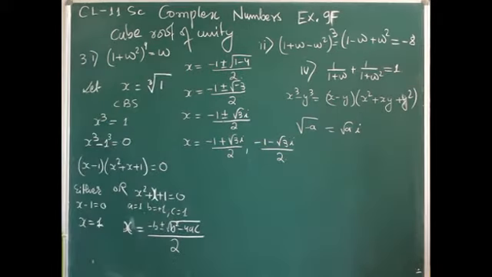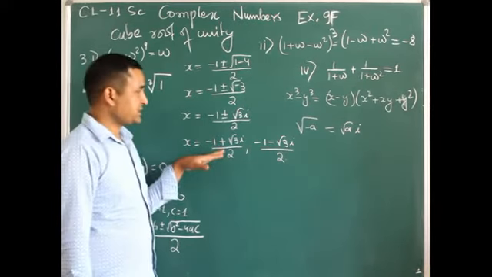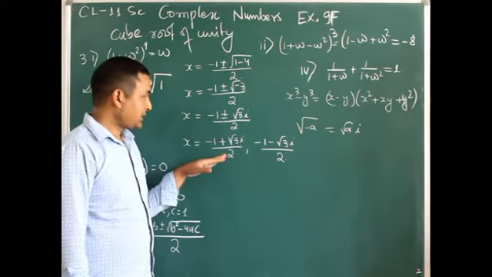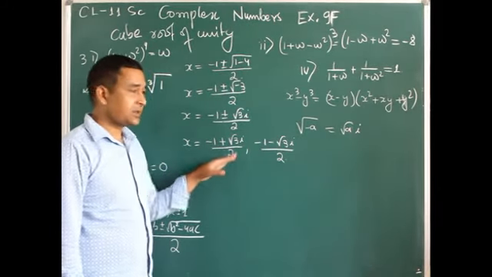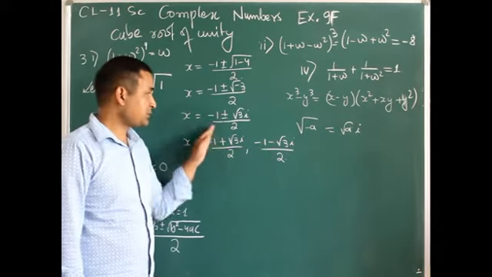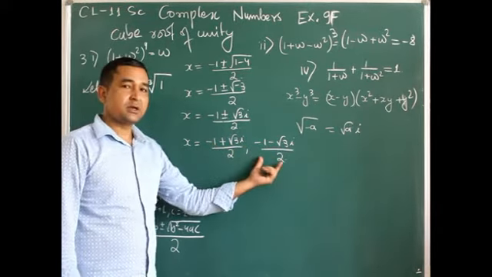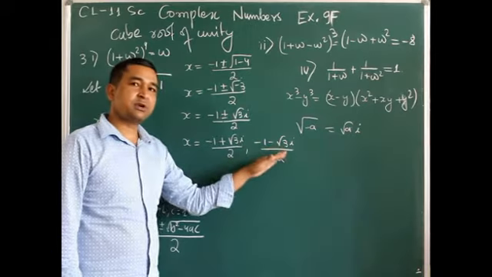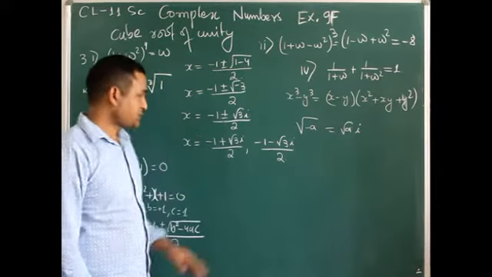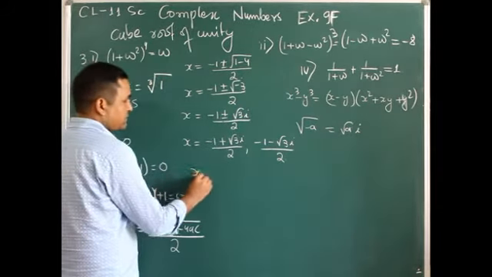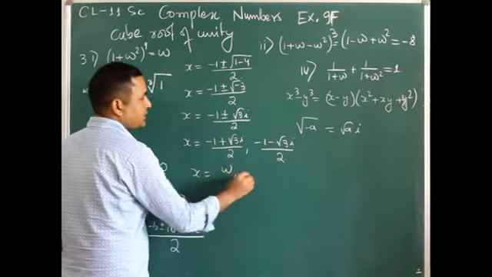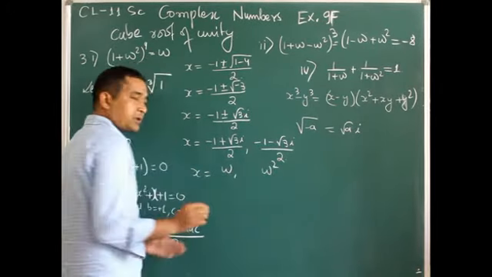Okay. Now we are going to consider this one as omega. If this is omega, then this is omega square. If you do the square of this expression, you will get this. If you consider this as omega, then the square of this one is this. That's why we consider one as omega and the other one as omega square.